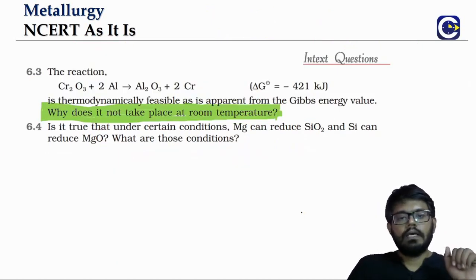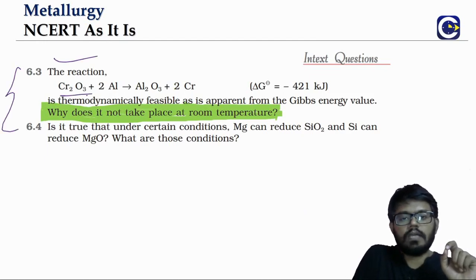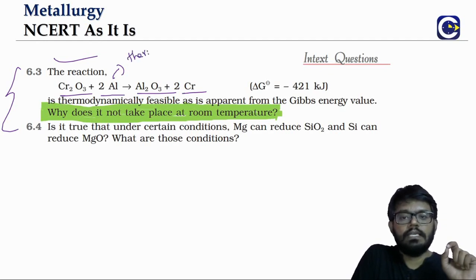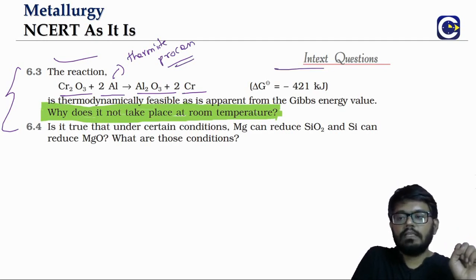Now when we look at the questions, these are some of the other in-text questions. Cr2O3, chromium oxide, is reacting with aluminum to give us Al2O3 and chromium. What is this? Aluminum is acting as a reducing agent. This is what we call the thermite process. Powdered aluminum will act as a reducing agent. Look at the del G. What is the del G naught value? Minus 421. Is thermodynamically feasible as apparent from the Gibbs energy value.